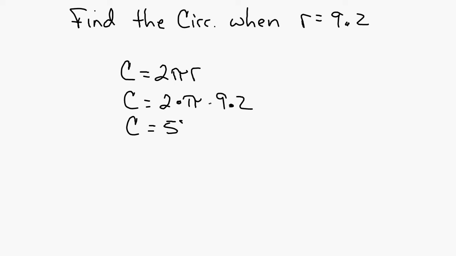These formulas that involve pi mean to use the pi button on your calculator while you're multiplying, and then in your last step do your rounding. Yes? 2 times pi times 9.2? Yeah.